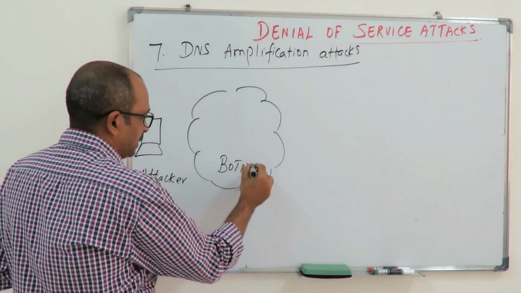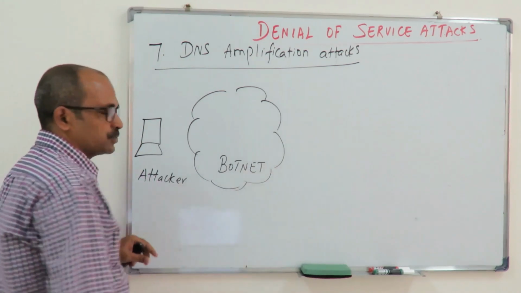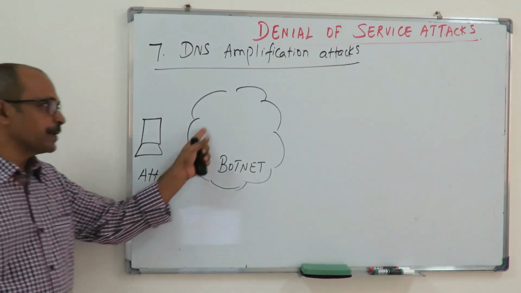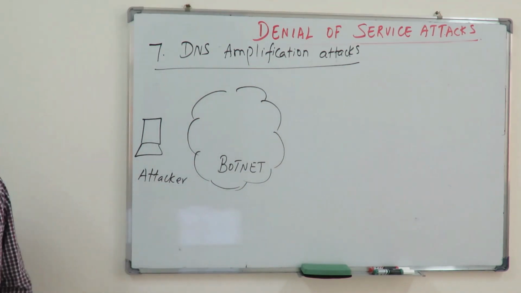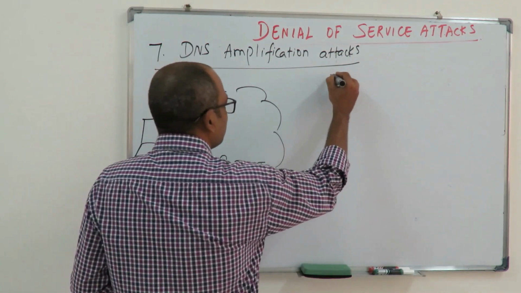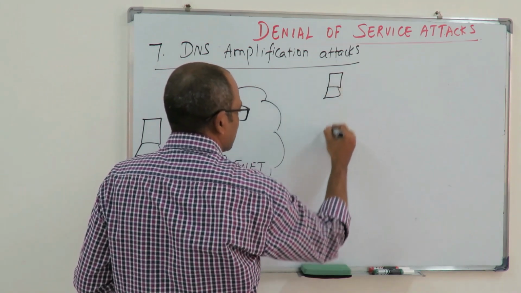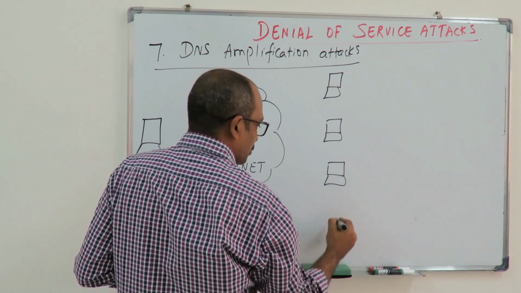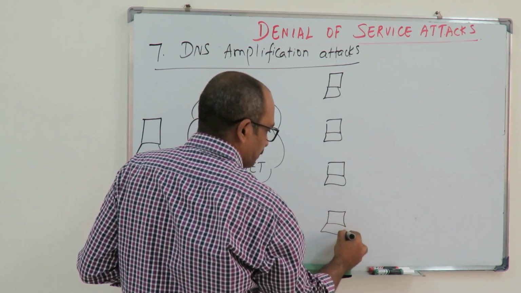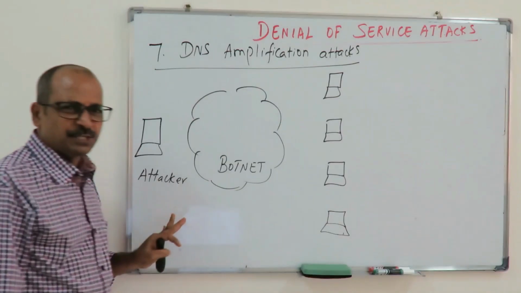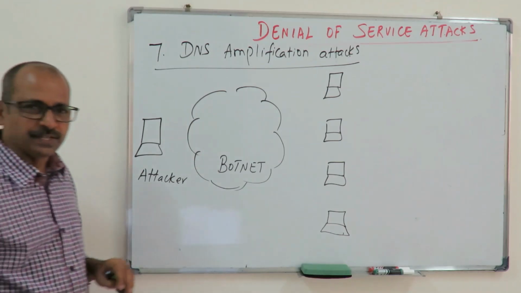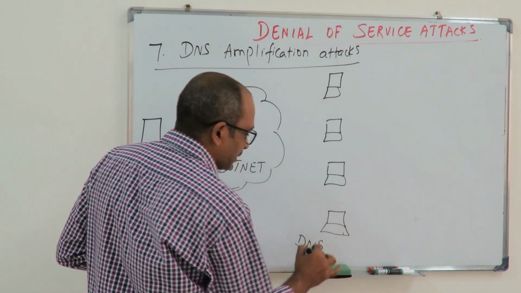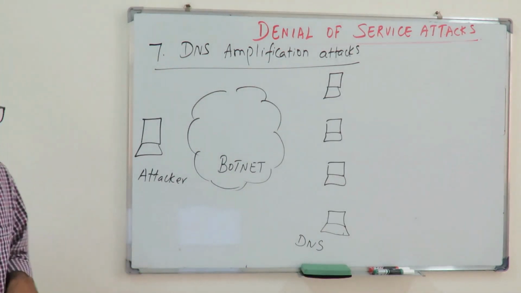This is controlled by the attacker. This network is completely under the control of the attacker, security compromised computers. Then we have the DNS servers. There are a lot of DNS servers available. You might have studied about this in some courses in network management, where we study the DNS concepts. These are the DNS machines located in different places in the world.